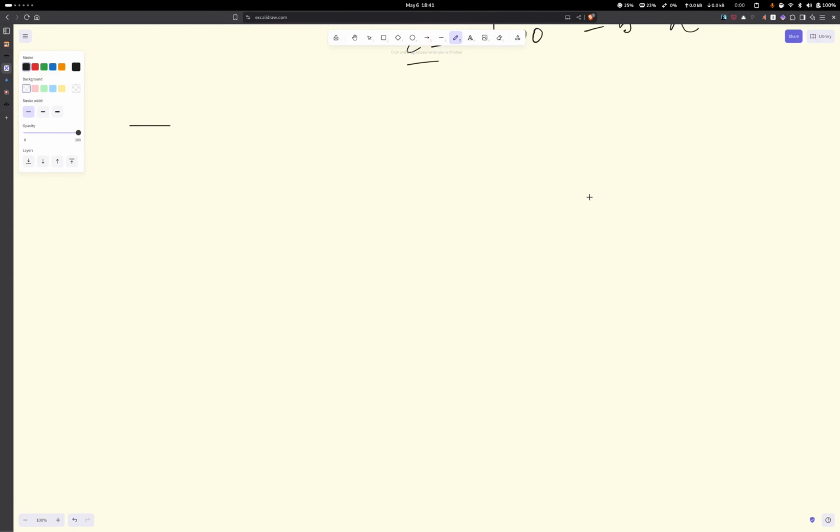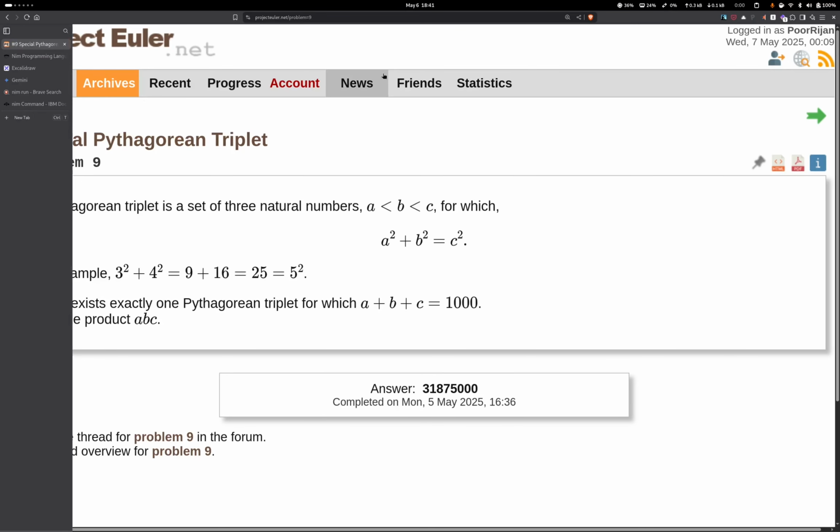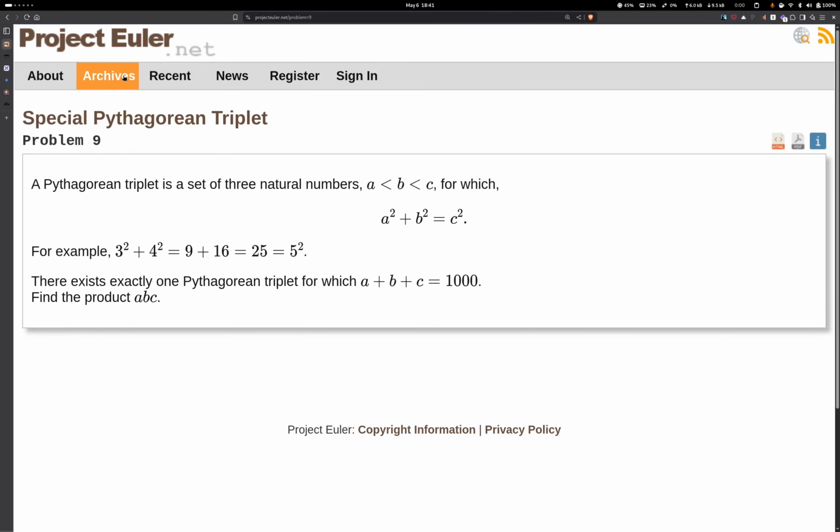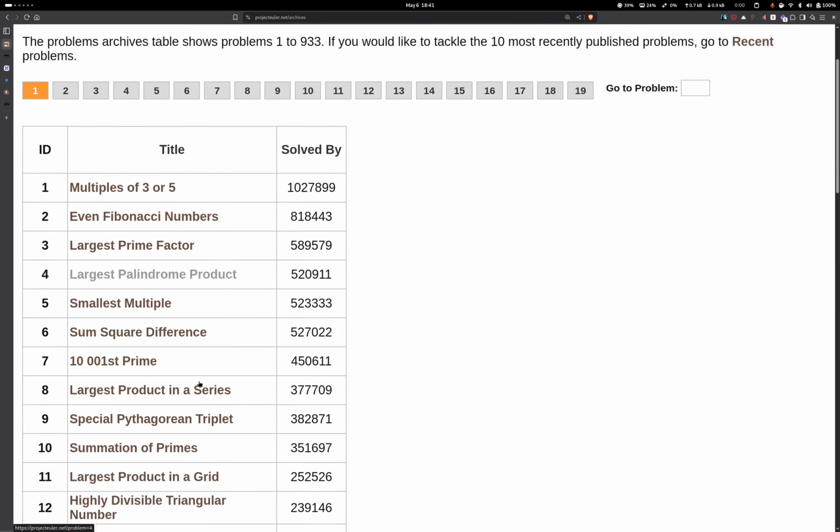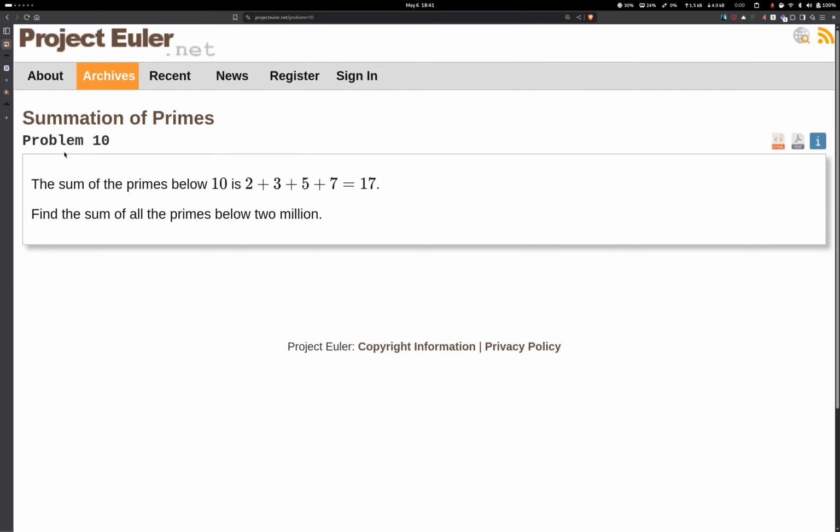Very interesting. Cool. See you guys in the next one, which is archives problem 10, summation of primes. The sum of primes below 10 is 2, 3, 5, 7, which equals 17. Find the sum of all primes below 2 million. Doesn't look too interesting, but I'll see you there.